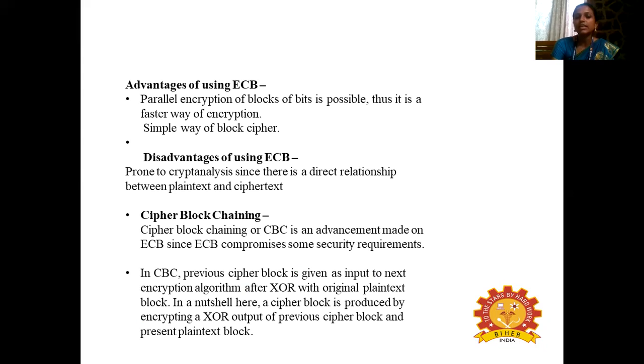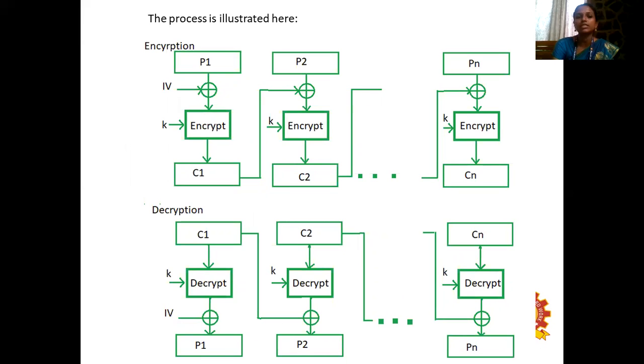In a nutshell, a cipher block is produced by encrypting the XOR output of the previous cipher block and the present plain text block. Look at the diagram, we can understand it very easily. The process is illustrated here. There are two processes, encryption and decryption. In encryption, the plain texts are P1, P2, up to Pn. We XOR with the plain text and encrypt with the key. It produces the ciphertext C1.